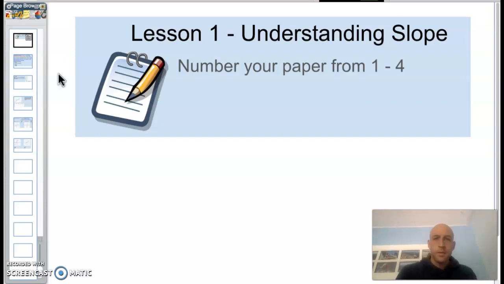All right, lesson number 1, understanding slope. So you are going to see this word a lot in this lesson and a lot next year and really throughout all of 8th grade. All right, so right now make sure that you have a pencil and paper and number your paper from 1 to 4.